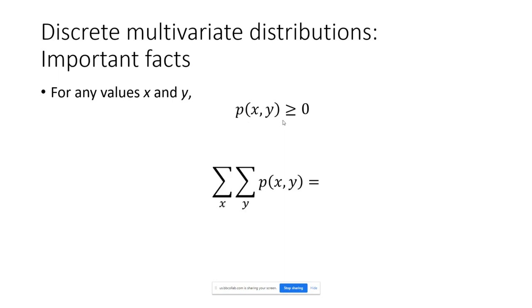Similarly, what can we say about the sum of the probabilities in this joint distribution over all possible values of x and y? It should equal 1 because these are probabilities and we're summing over all possible values of x and y. So these facts are just like what we saw in the one variable discrete case, just now we're working with two variables.